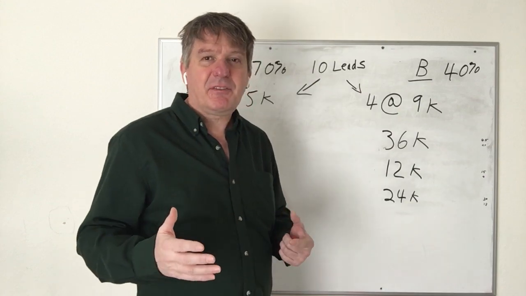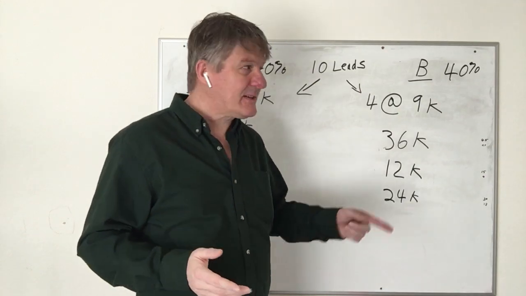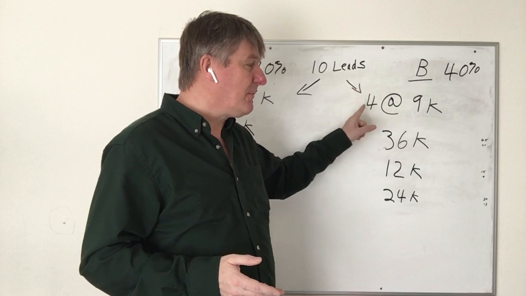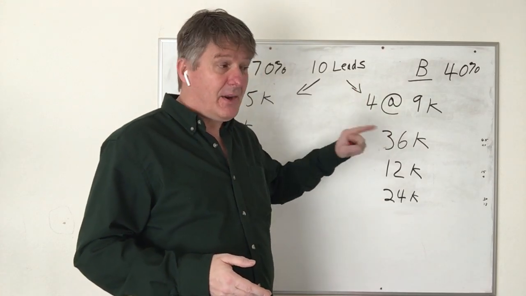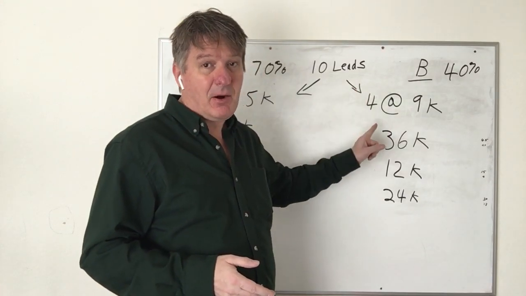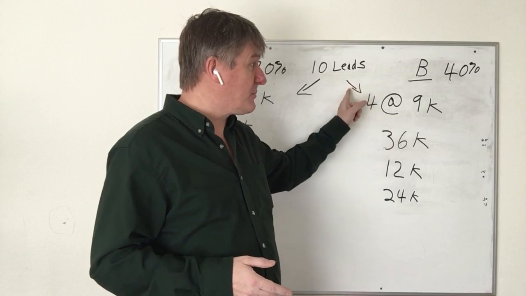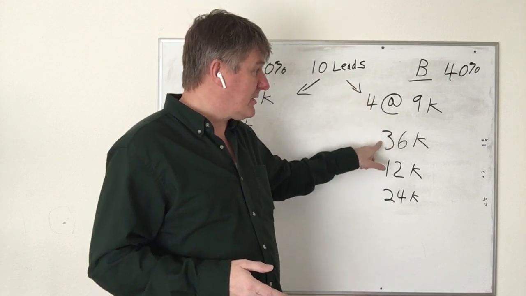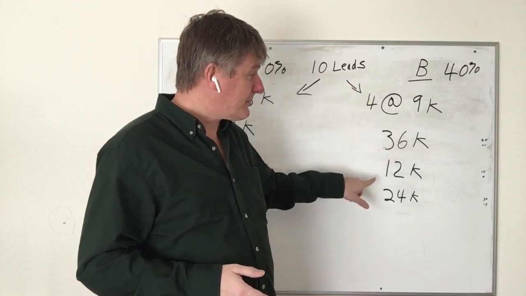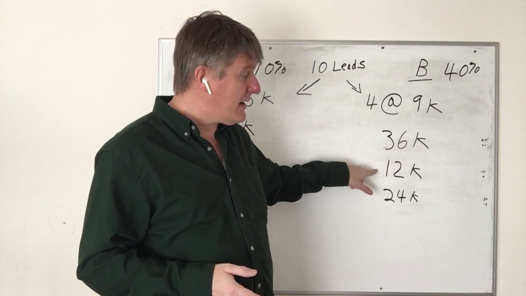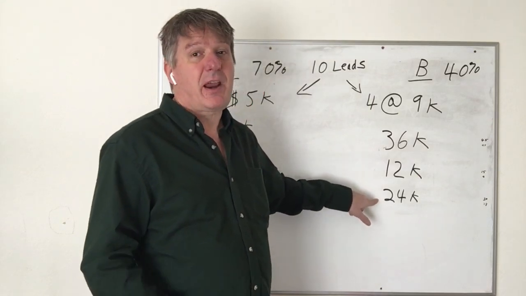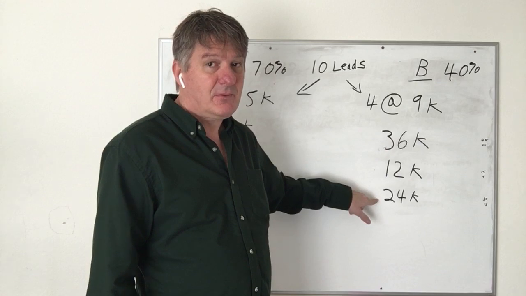What happens though if the numbers are off? Like what happens if this guy sells 1 less or 1 more? If he sells 1 extra one, the numbers change and he just starts hitting it out of the park. If he sells 1 extra lead and goes from 40% to 50%, this number goes from 36 to 45. This 12 goes to 15, but the 24 goes to 30 by selling 1 extra, okay?